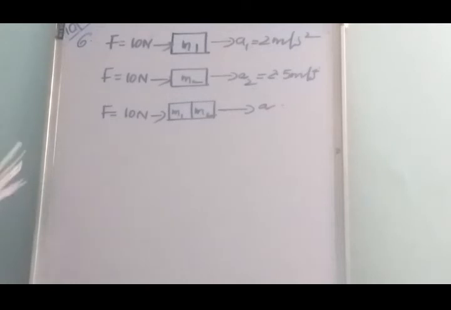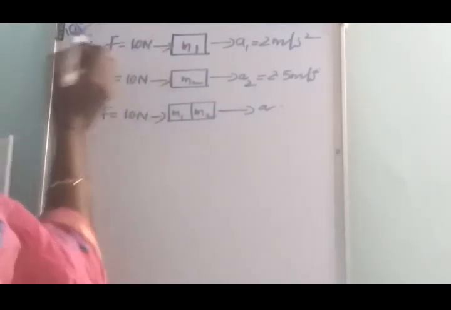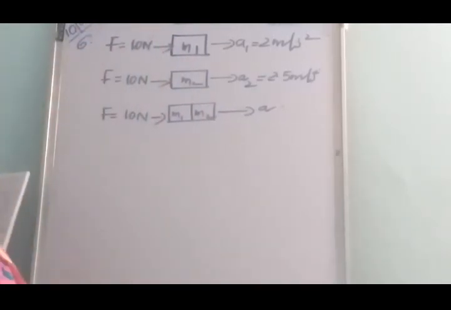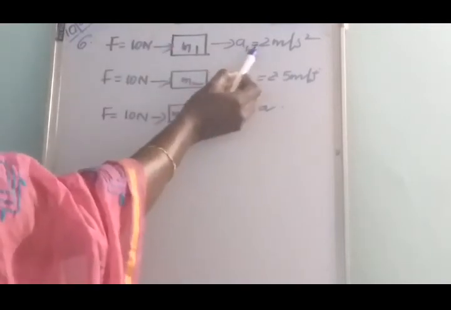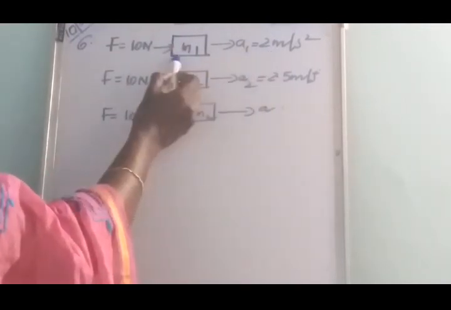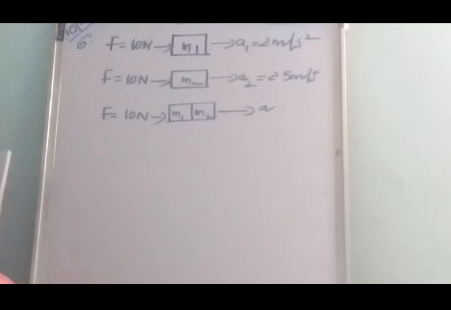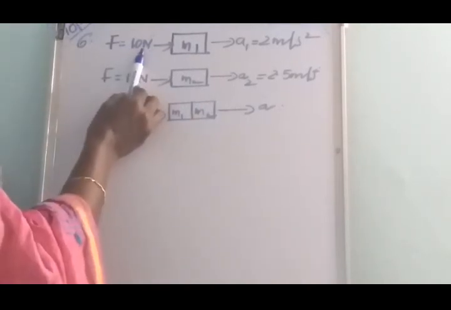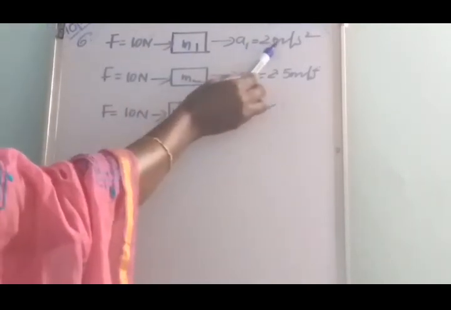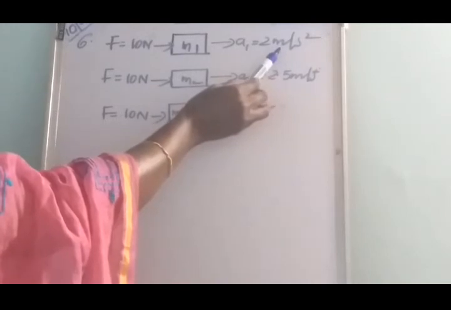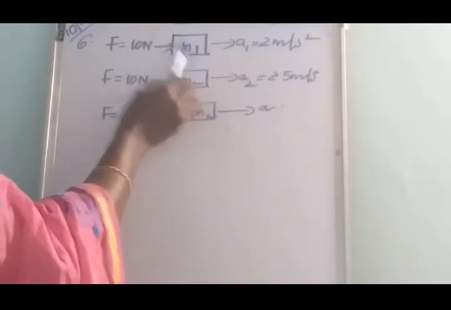Here a force of 10 Newton gives an acceleration of 2 meter per second square on a mass of m1.